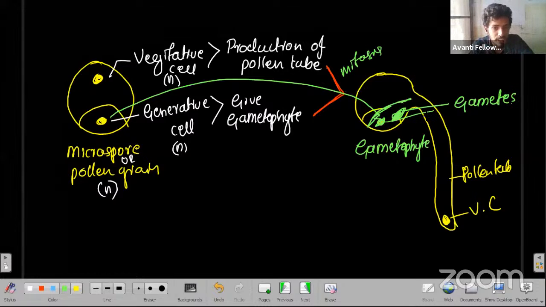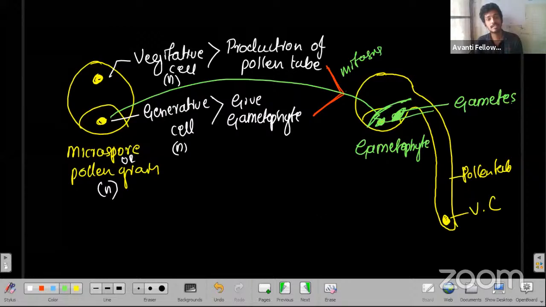Manita is asking at which time the generative cell divides into cells. The situation is gametophyte. Yes, absolutely correct. Until this particular generative cell divides and forms the gametes, you can't call it a gametophyte. Once it starts dividing, then we call it a gametophyte, and we call this particular nucleus the gametes. Remember, never say that pollen grains are gametes. Pollen grains are microspores only.